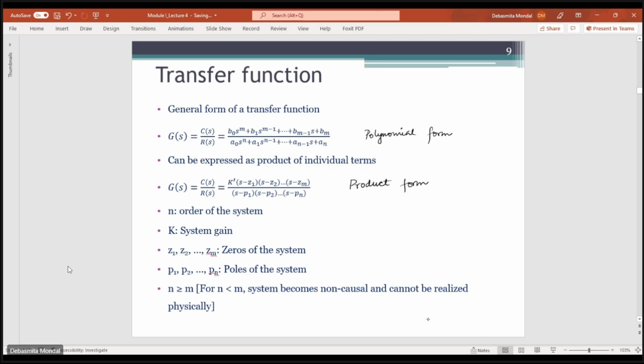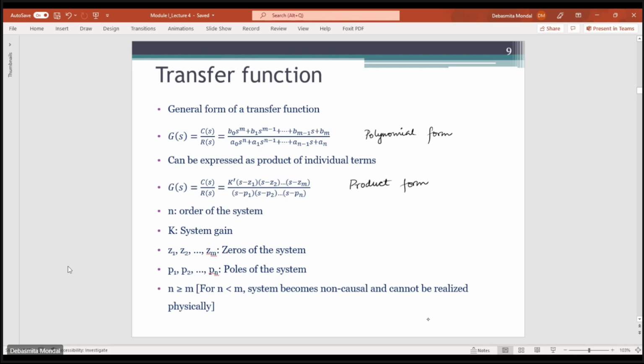If you see this product form, or the polynomial form, the highest order of s in the denominator is known as the order of the system. So if in the denominator the highest order of s is n, then n is the order of the system. And if you represent it in terms of some constant k multiplying the rest, then k is defined as the system gain.